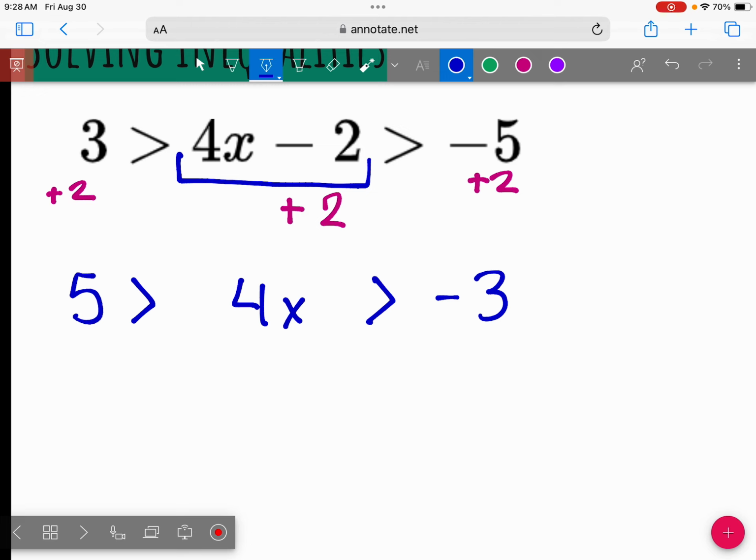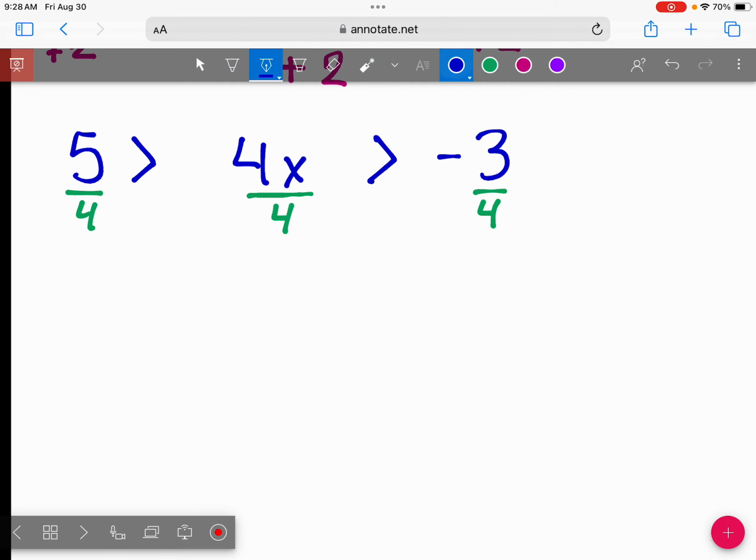Then what are we going to need to do to get my x by itself? Divide by 4. Divide this piece by 4, this piece by 4, this piece by 4, everybody. So we're going to have 5/4 is greater than x is greater than negative 3/4. It's not interval notation, but that's the solution.